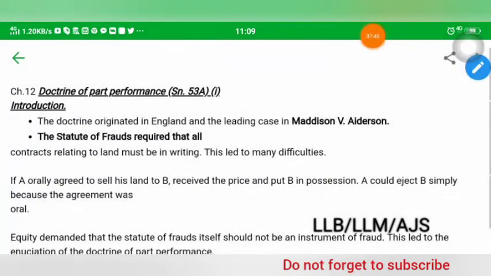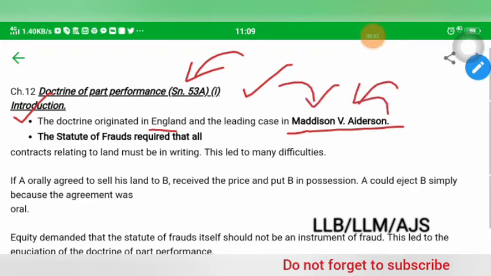So let's see here. Doctrine of part performance, Section 53A, of course an amendment of the Transfer of Property Act. The doctrine originated in England, and in the leading case, Maddison versus Alderson. You can refer to this case in your exam because it's very important. The statute of frauds required that all contracts relating to land must be in writing. This led to many difficulties. For example, A orally agreed to sell his land to B, received the price and put B in possession. A could eject B simply because the agreement was oral.